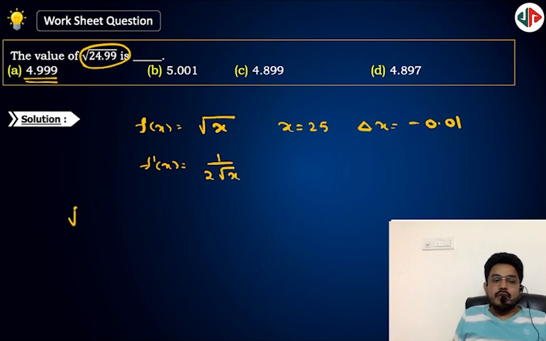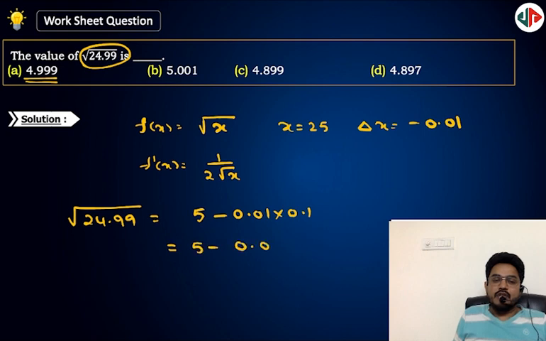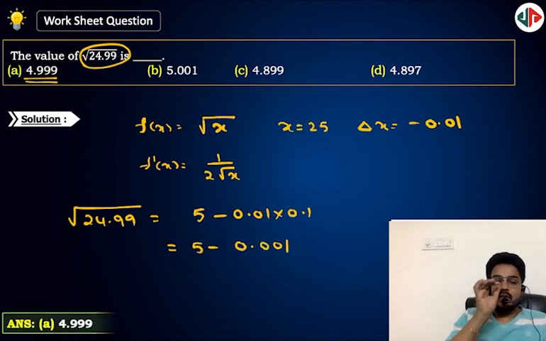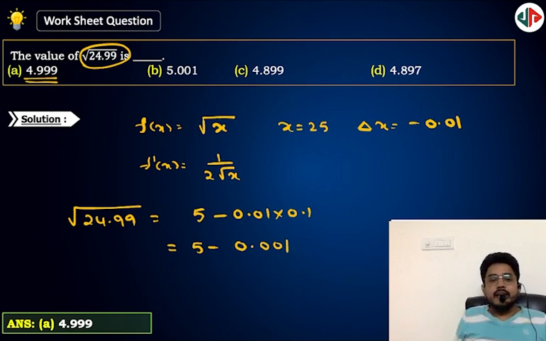So square root of 24.99 is equal to root x minus 0.01 into 1 by 10. So 0.1. It is 5 minus 0.001. Answer is equal to 4.999 is the answer.